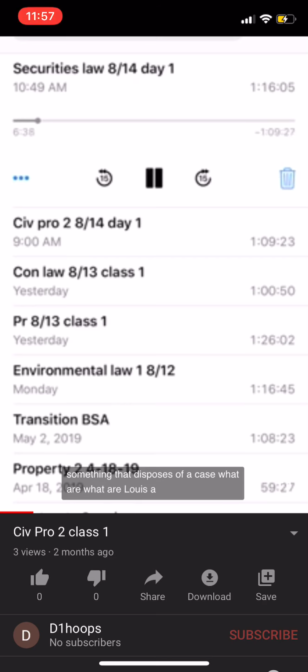What am I talking about when I say dispositive motions on the syllabus? What kind of motions could dispose of a case? Motions to dismiss. Motions for summary judgment. Good. Motions for judgment on the pleadings, which we'll also talk about. A motion that is designed to get rid of the case is a dispositive motion, and that's a lot of what you do as a civil litigator. That's a big chunk of it.